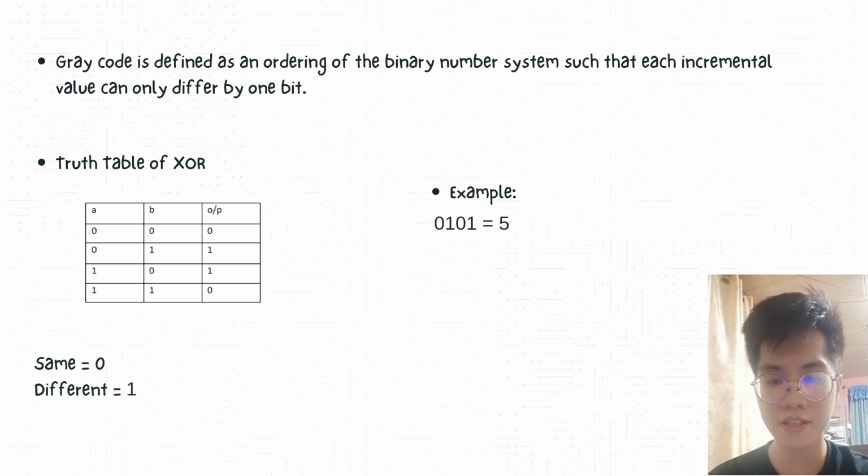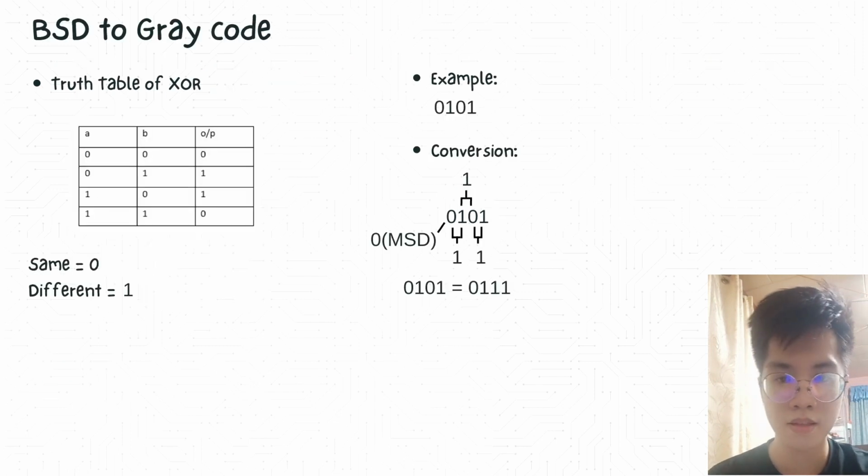So now that we have the truth table, we can now use it to convert 0101. First, we get the MSB or the most significant bit, which is 0. The first number, 0. Then we compare the first two numbers, 0 and 1, which is equal to 1. Then next is 1 and 0, which is also equal to 1. And lastly is 0 and 1, which is different. So the answer is still 1. So the gray code is 0111.